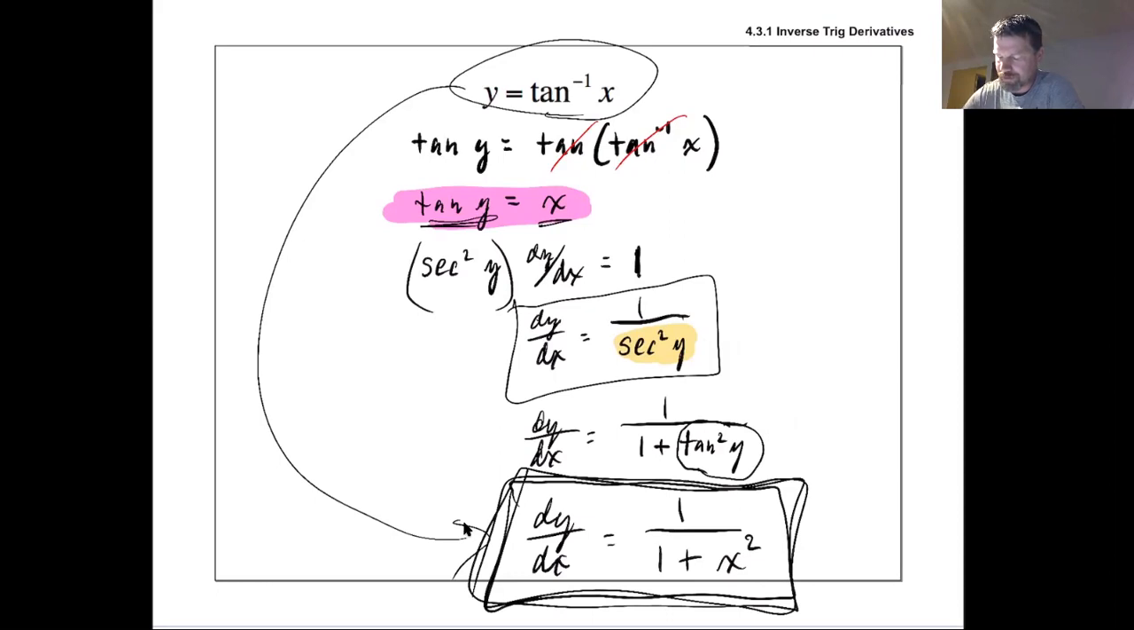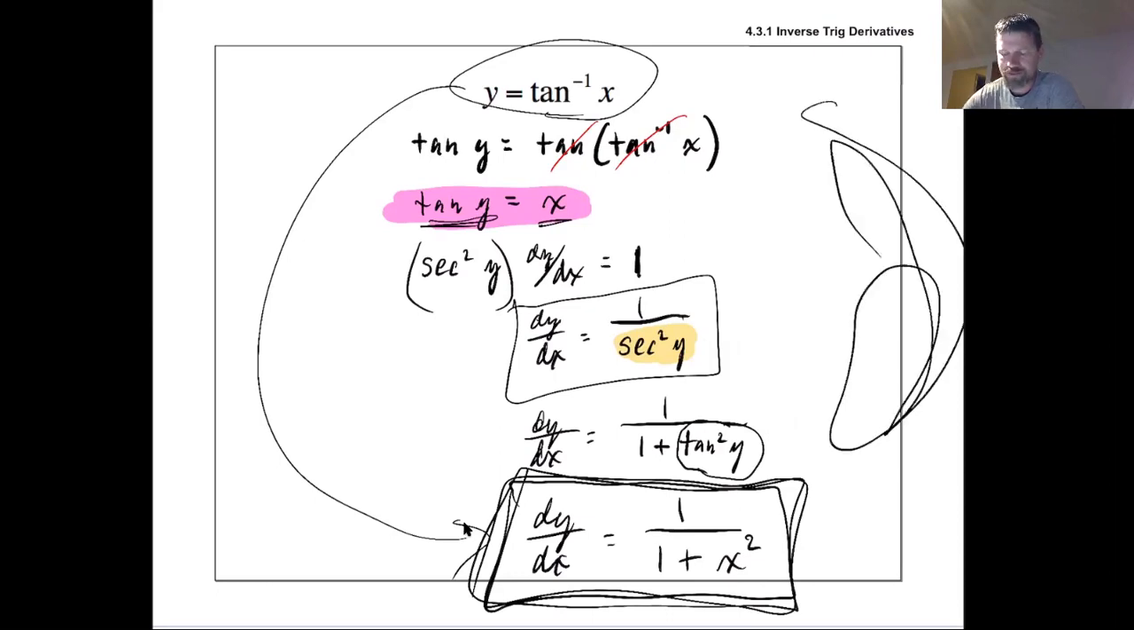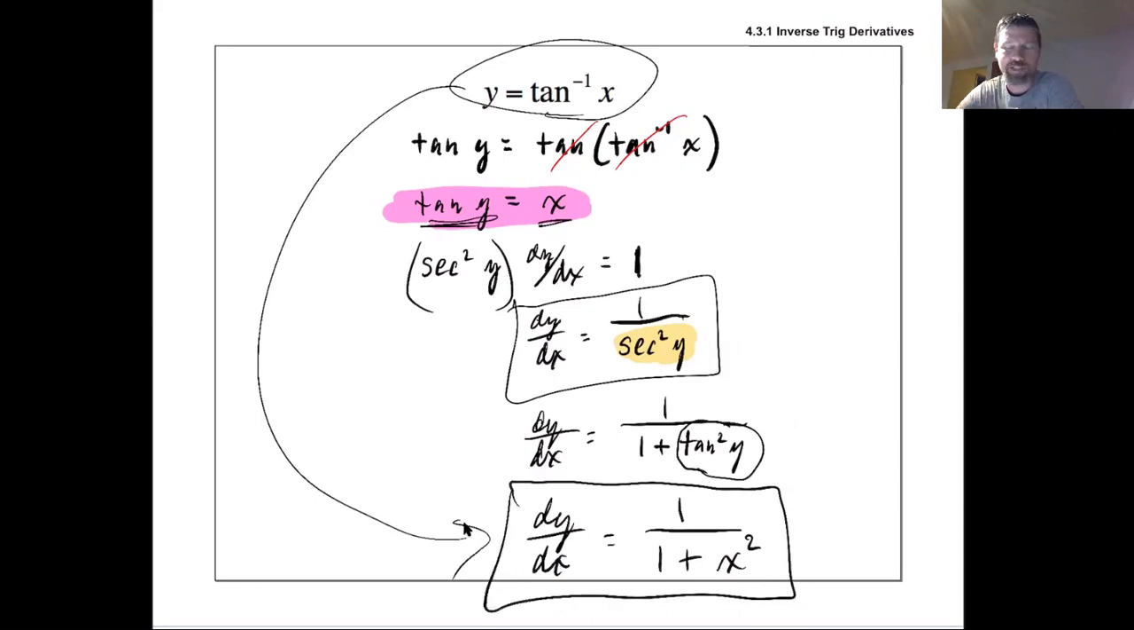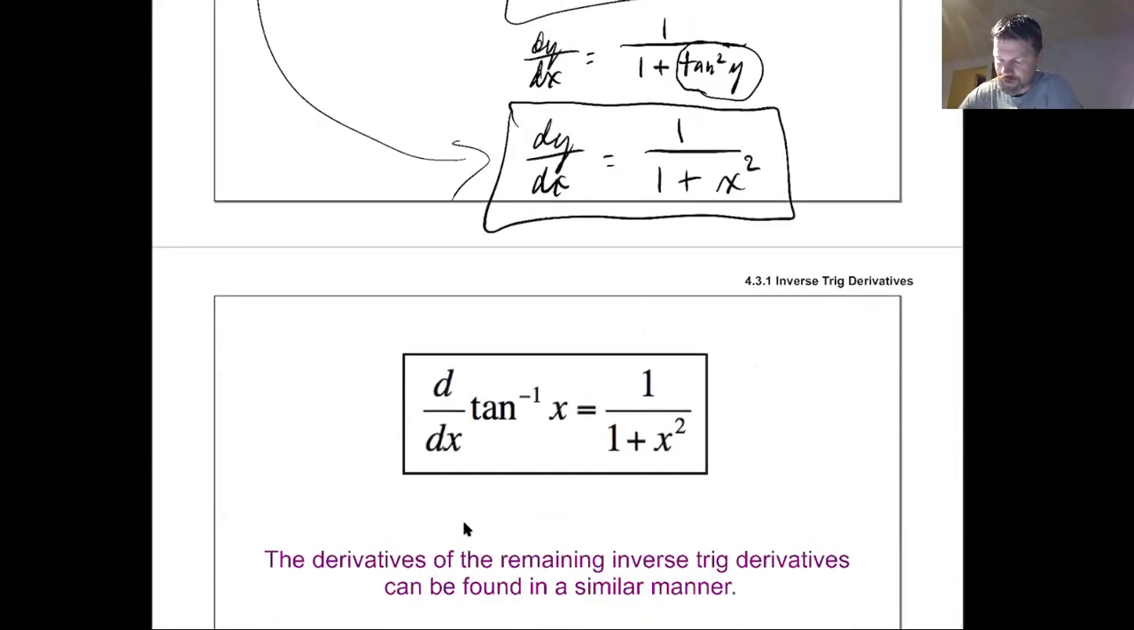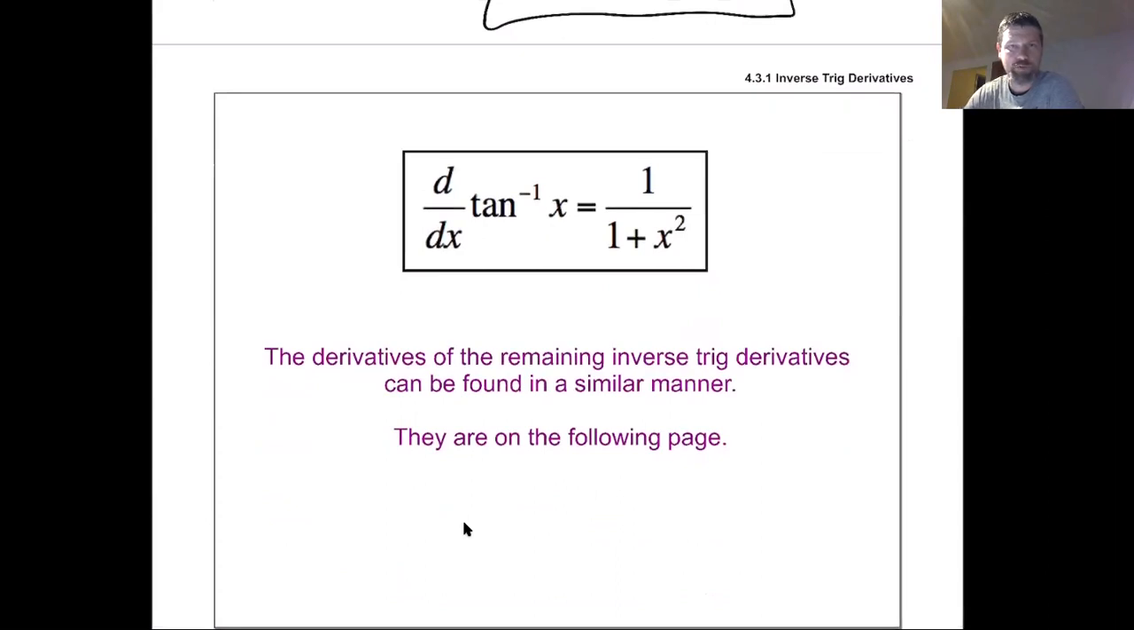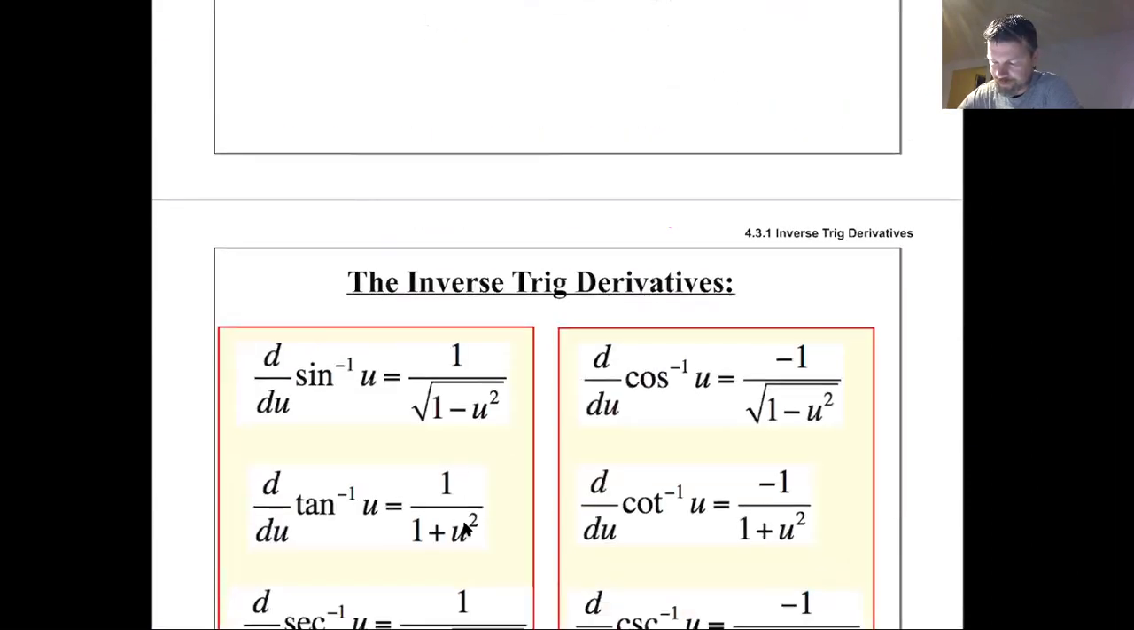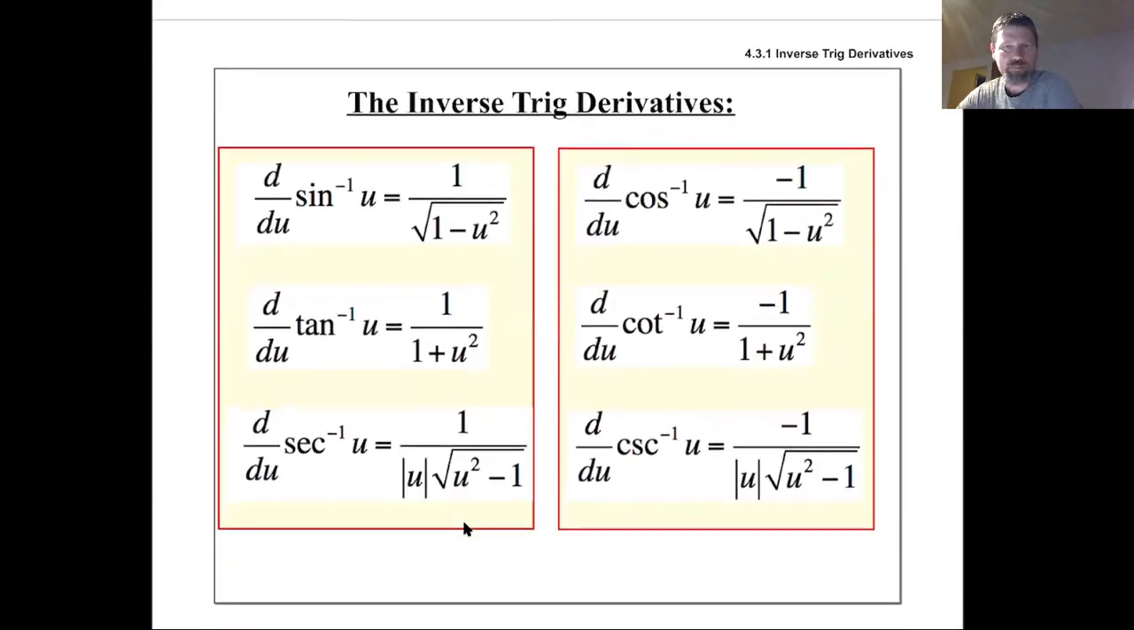I'm not going to go through this entire setup every time for all 6 of them. If you really wanted to, you can on your own. It's good practice. But instead, I will show you what those derivative functions are. So the derivative of arctangent is 1 over 1 plus x squared. The rest of them are right here. I would spend some time making sure you memorize these and understand them.